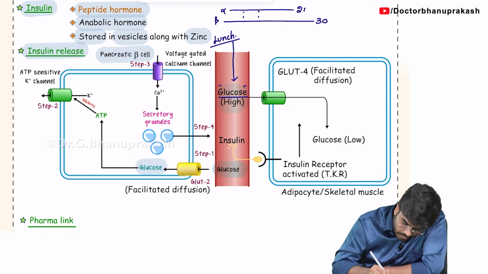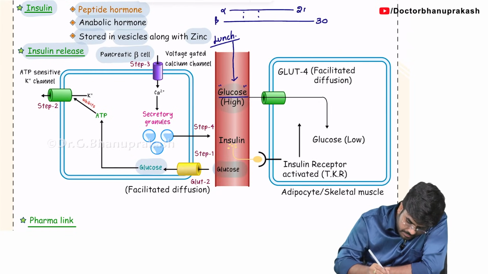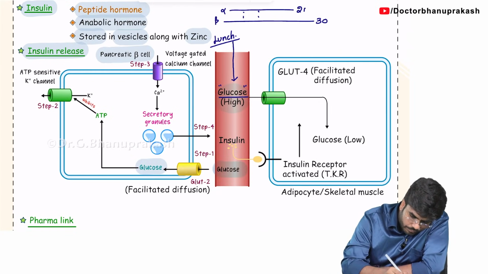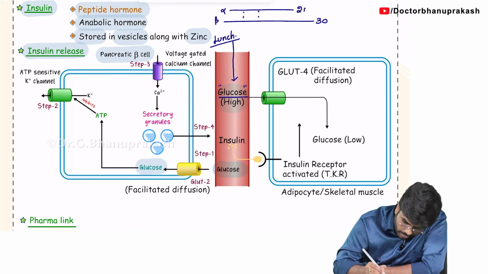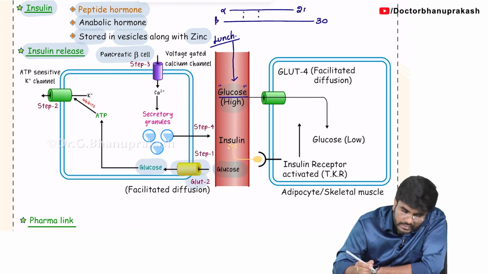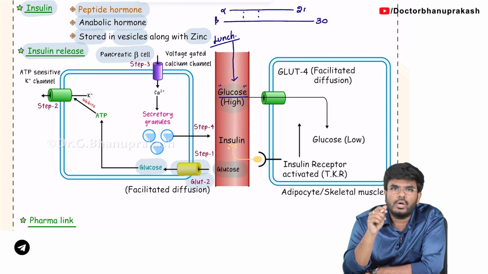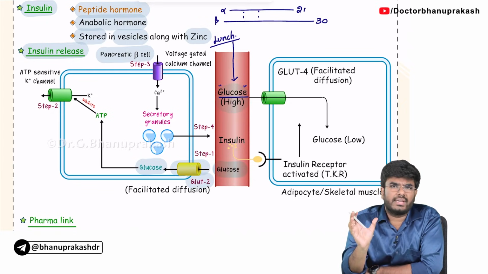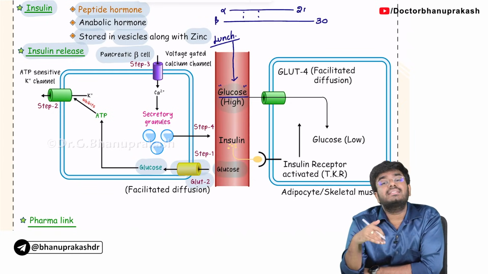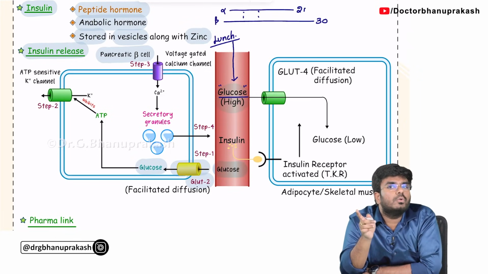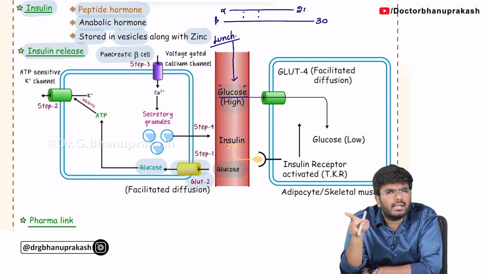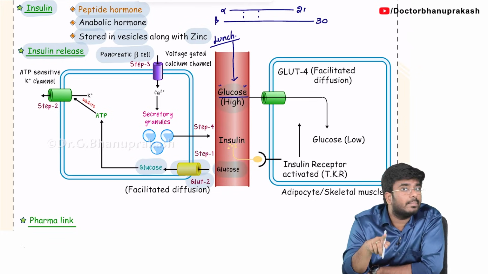Glucose came into the cell with the help of a transporter called GLUT2, glucose transporter type 2. Because glucose is a very big molecule, guys, it cannot cross the cell membrane, so it requires transporters. With the help of glucose transporter type 2, where is glucose first entering? Directly into adipocytes and skeletal muscles? No. First it will enter into the pancreatic beta cells.